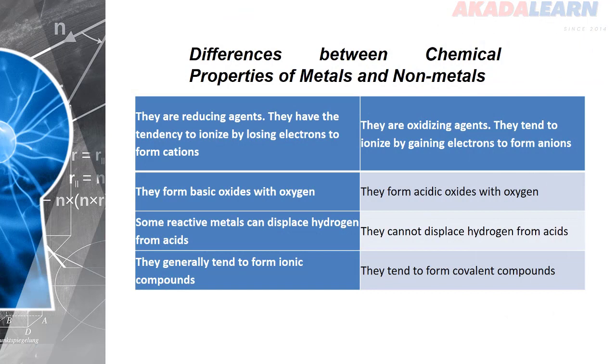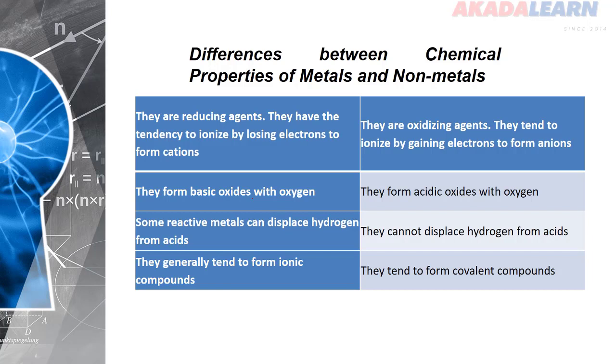So, we can go ahead now to look at the differences between the chemical properties of metals and non-metals. Now, you can see we have put the properties of the metals to your left and then the properties of the non-metals to your right. Now, the metals, they are reducing agents.